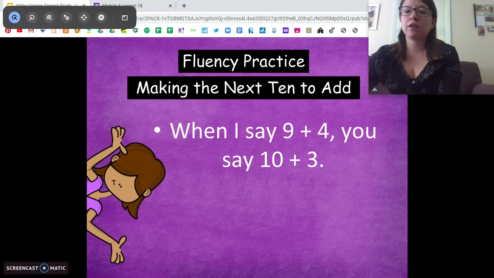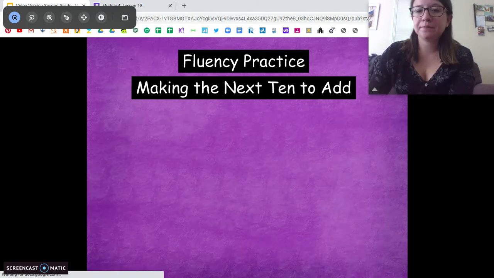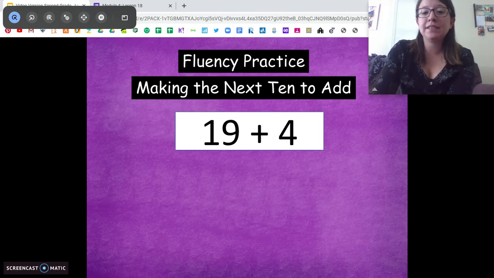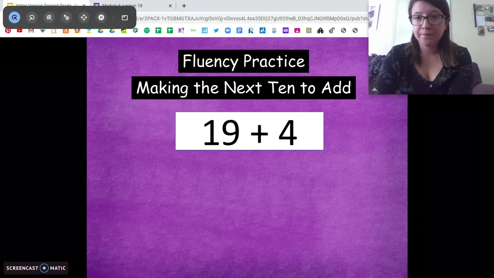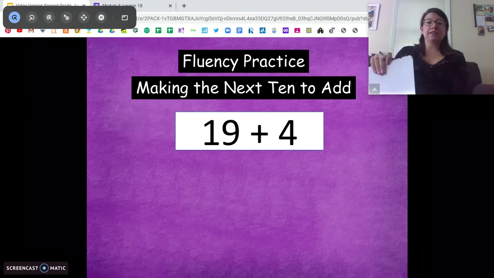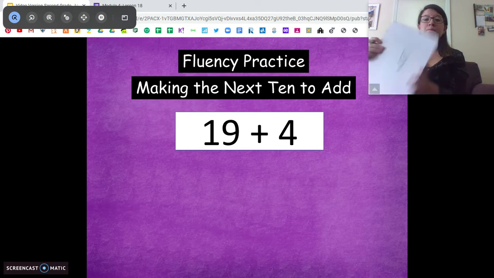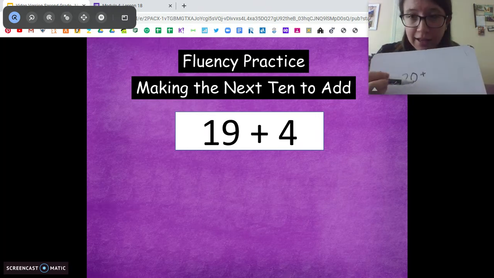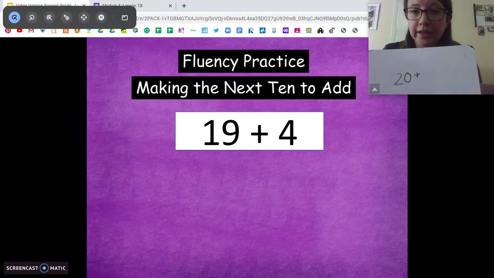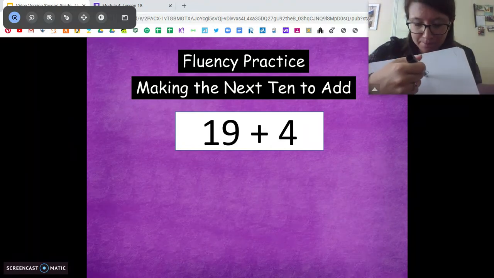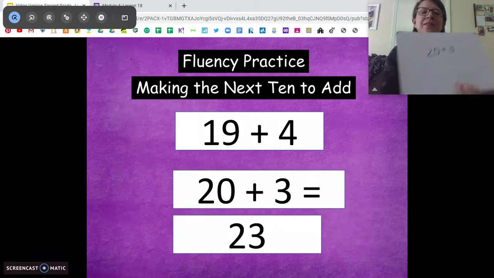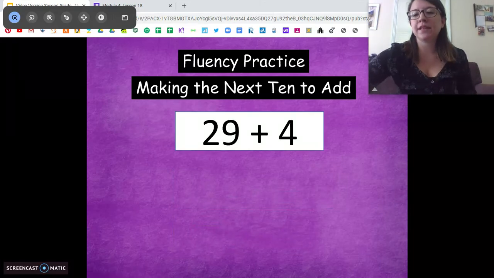Okay, let's try one together. And then our answer is 13. All right, so 19 plus 4, same idea. How many do we need to get from 19 to its next 10? 1, right? And that gets us to what? 20. Beautiful. And then if we add one here, we need to take one away from the other side. So if I take one away from 4, we're going to get 3. 20 plus 3 is what? Very good.